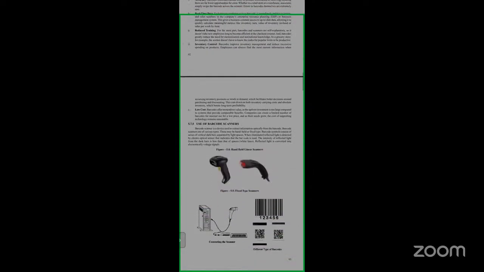So that all inventory control information also can be found, and that's very low cost. Once you purchase that, no need to purchase it again. Once it's done, you can scan it whenever you want it. So these are the benefits of barcodes. You can see these are the different types.